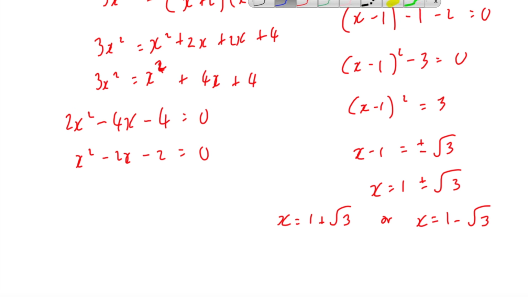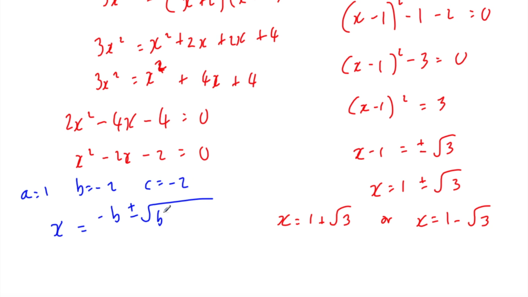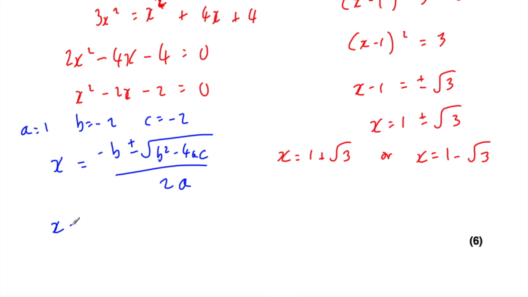Alternatively, like I mentioned, you could use the quadratic formula. You could let a equal 1 here. You can let b equal minus 2 and c equals minus 2. And then substitute them into the quadratic formula, which is x equals negative b plus or minus the square root of b squared minus 4ac, all divided by 2a.